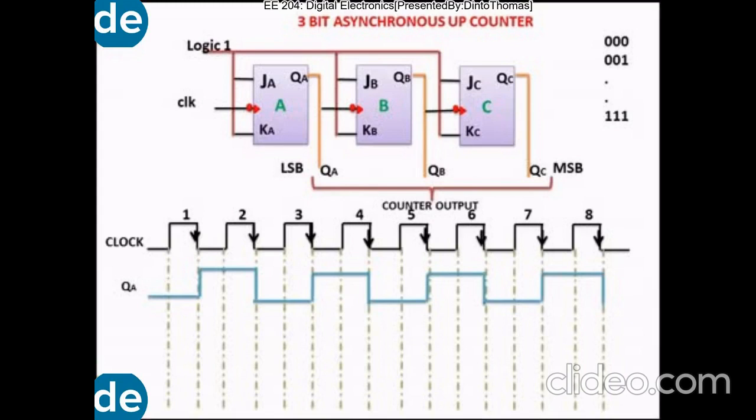This output, which is being generated as QA, will now be forwarded as the clock pulse to flip-flop B. So this QA, which is an output, is also acting as a clock pulse. In order to find the value of QB, it is necessary to mark the triggering in QA itself. So based on this, QA is marked at the negative edge.